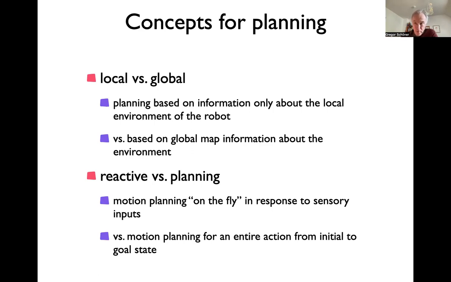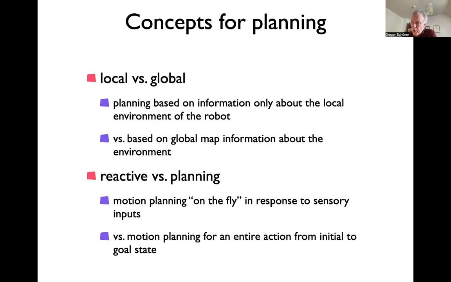Global would mean you have a map of the world, and that map extends, for instance, to the target beyond what you can currently see. And I'll give you some examples of global motion planners. A lot of classical motion planning is global in that sense, assuming you have a map.